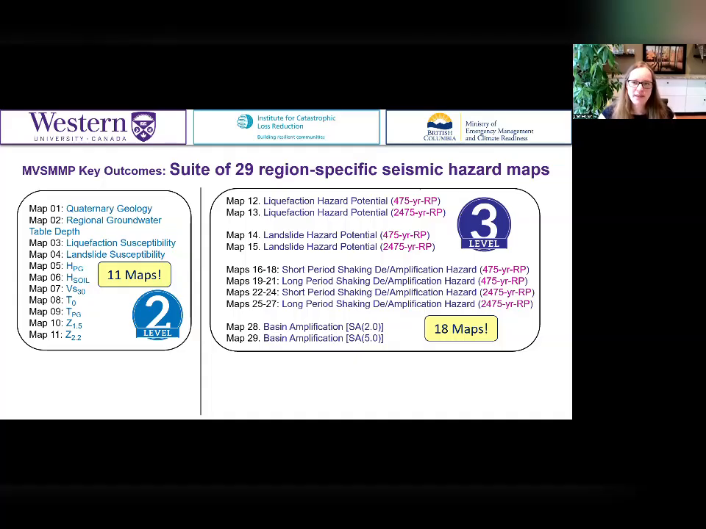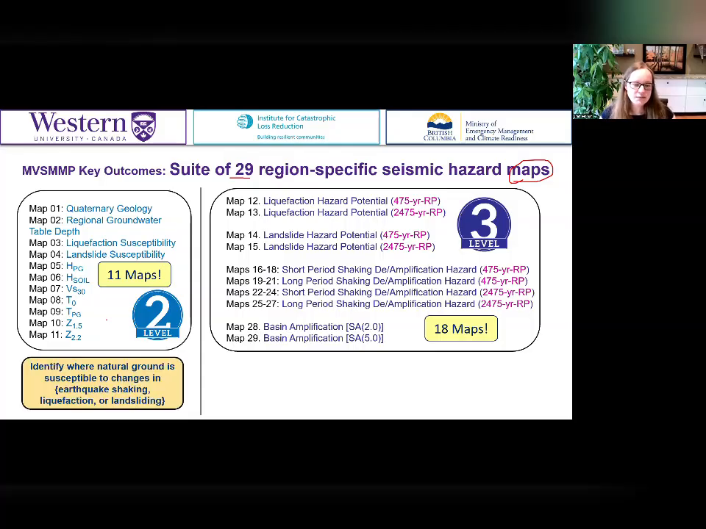Finally, we get to the point that, yeah, we made some maps. And the ones that we've released recently is that we've made 29 maps for Western Metro Vancouver for phase 1 of our project area. And 11 of these are what we call level 2 seismic microzonation maps. These maps are just depicting susceptibility to shaking amplification, liquefaction, or landslide. This is just telling us where the natural ground is susceptible to these changes.